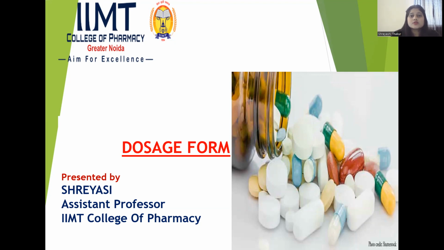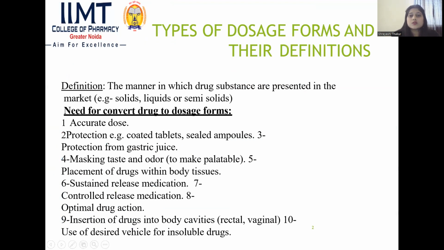Then, come to my next slide, in which we will know about the definition and types of dosage form. Firstly, what is the definition of dosage form? Let's see, the manner in which the drug substances are presented in the market is known as the dosage form. The drug substances which are going to be presented in the market can be either solid dosage form, liquid dosage form, semi-solid dosage form, or gaseous dosage form.